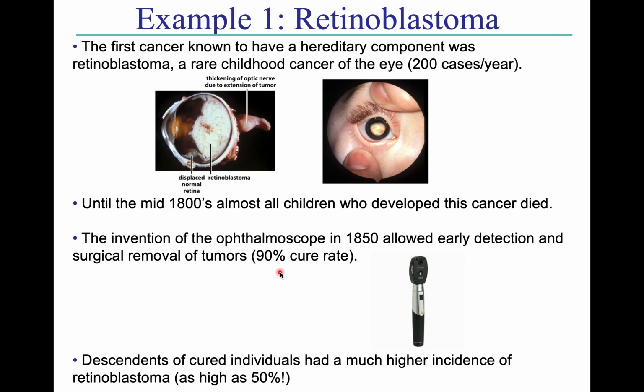But what was interesting is now of those children that survived retinoblastoma, their kids had a much higher chance of developing the same early childhood cancer, as much as 50% increased risk. So this was really the first example of what was believed to be a hereditary cancer, right? Oh, there seems to be some genetic component here instead of just exposure to some weird chemical or agent in your environment.